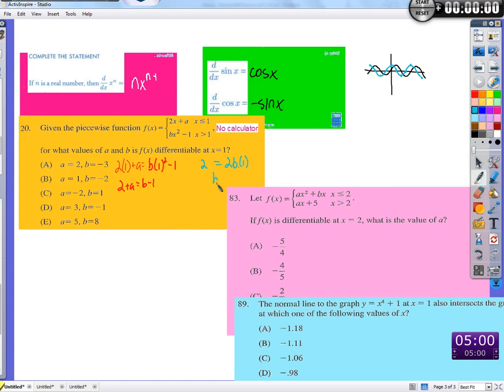So what's b? B is 1. So then, boom: 2 plus a equals 1 minus 1. So a equals? Negative 2. Negative 2.